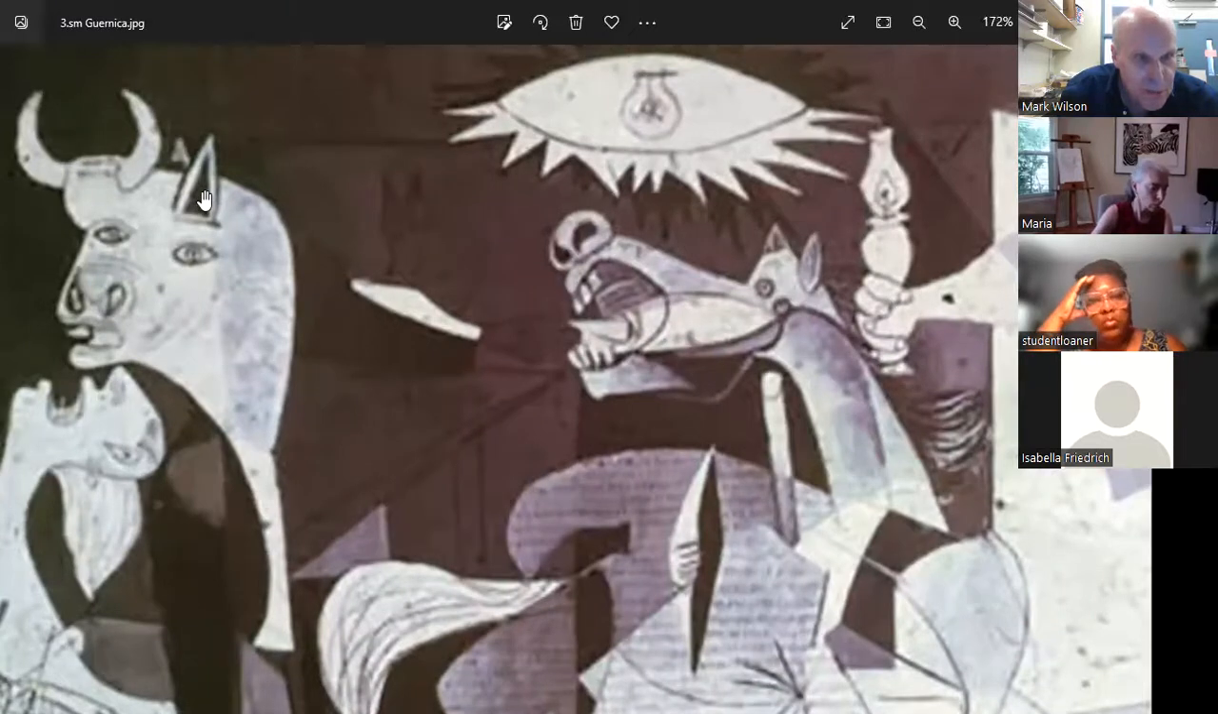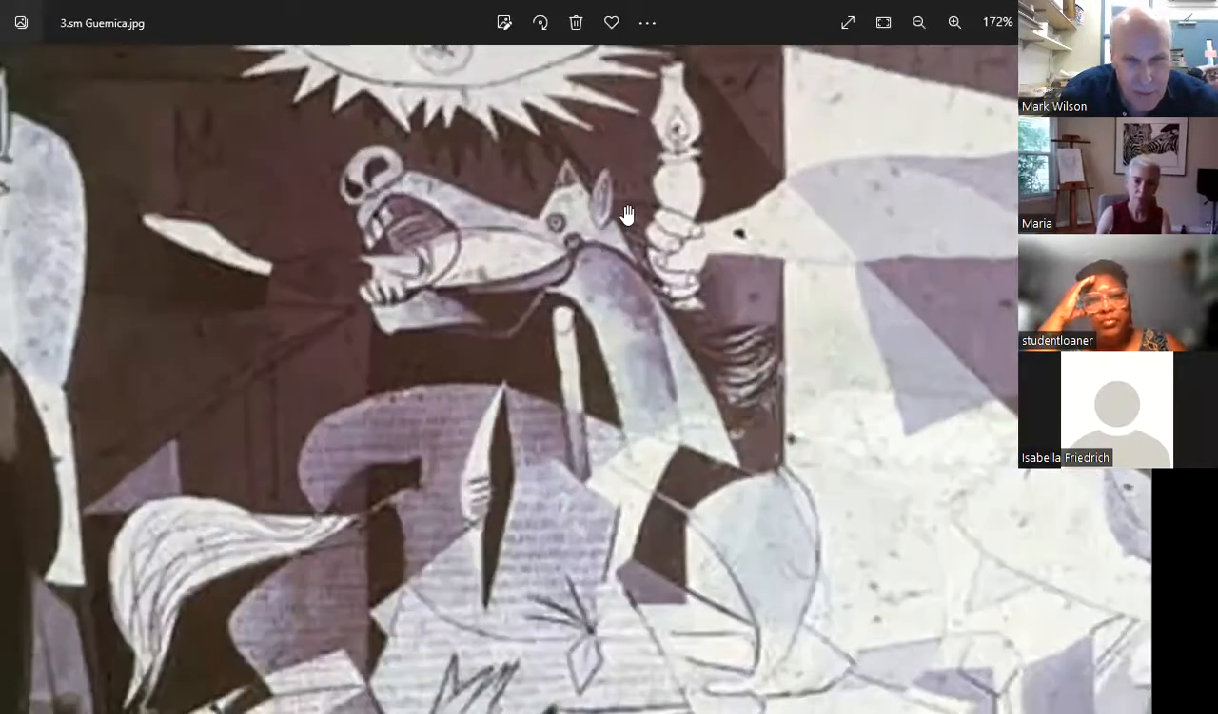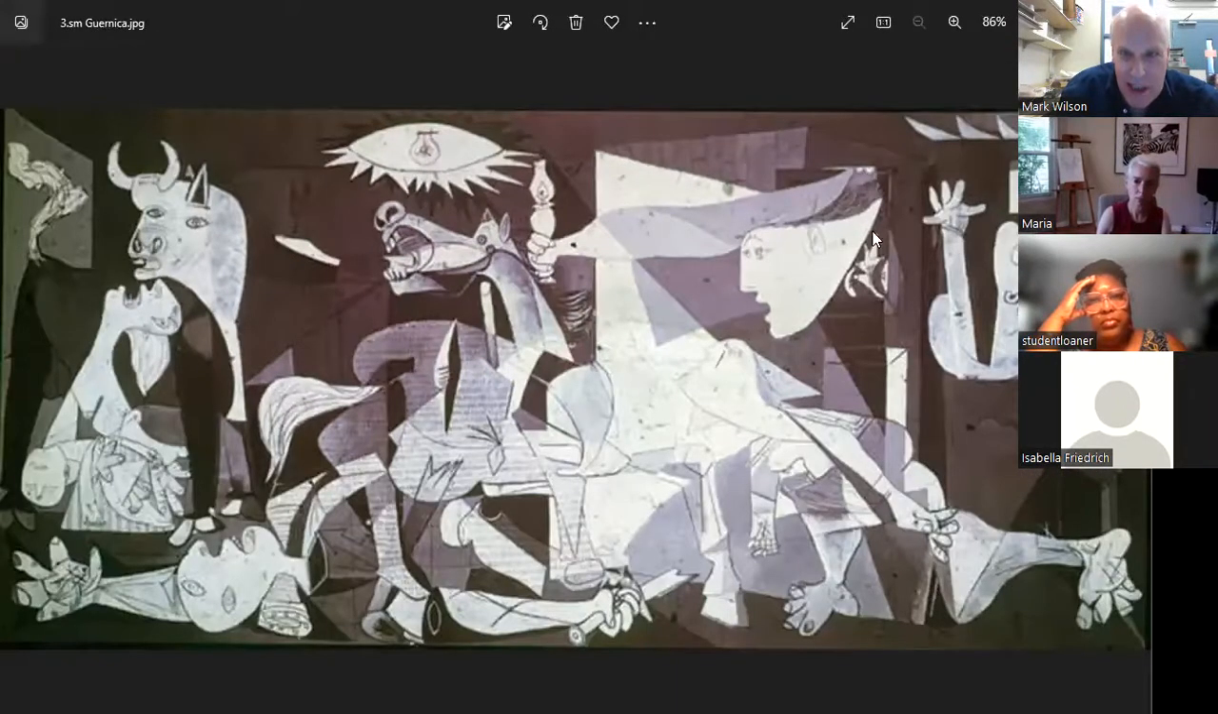Look at the bull's ear. That's a triangle. The horse's tongue, right? This woman's neck. It's a woman trying to escape her own burning barn here. The flames and smoke are behind her. Her head and neck obviously aren't realistic. They form a triangle.